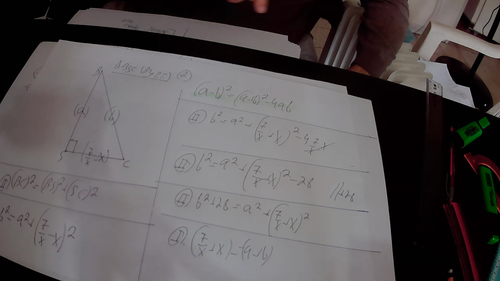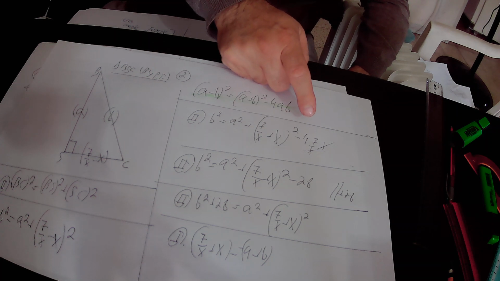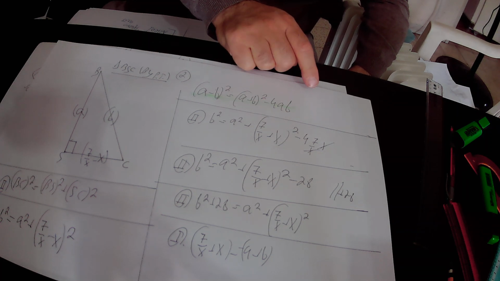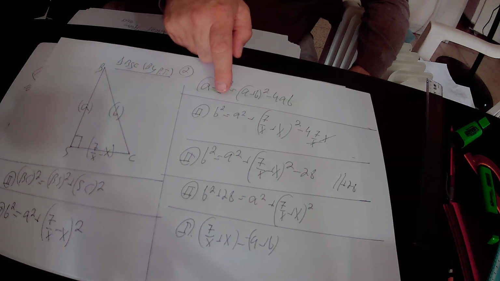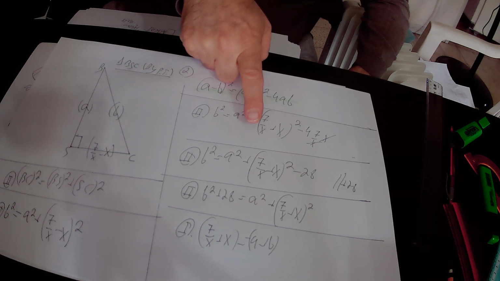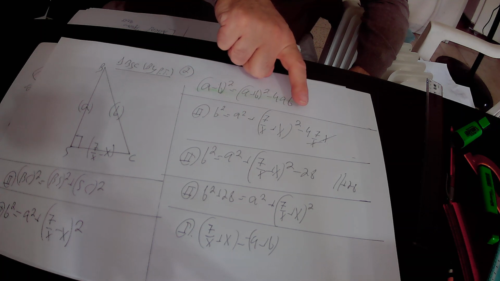Here we have X in the denominator and X in the numerator, so X will get cancelled. Actually, according to equation 2, we found out that B square equals A square plus (7 over X plus X) square, and here we have minus 4 times 7, which is minus 28.